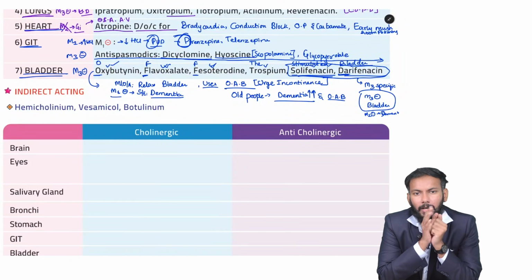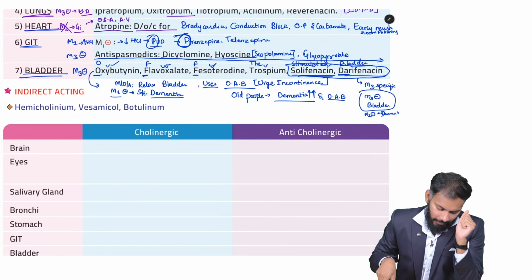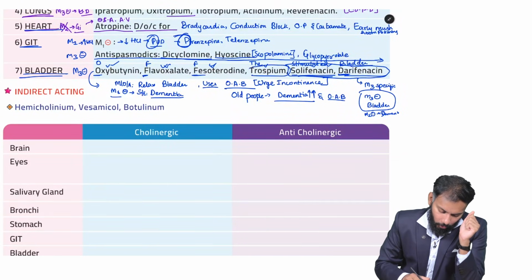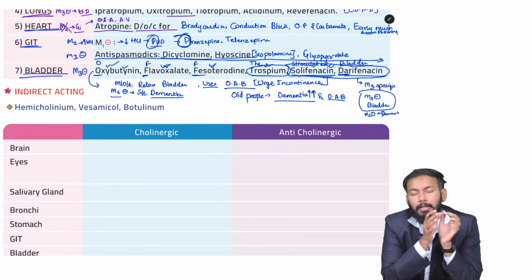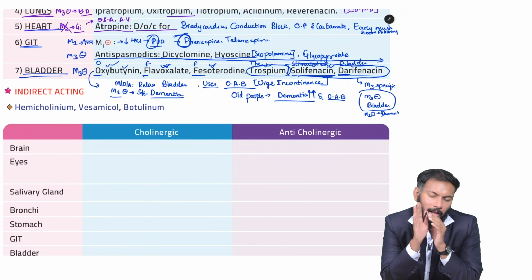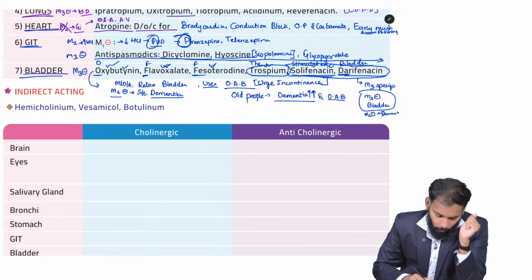This is one question. Now I am changing the options. Listen to me carefully. Same options, instead of fesoterodine I am keeping trospium: oxybutynin, flavoxate, trospium and solifenacin. Which one will you pick? See, even though solifenacin and darifenacin are M3 specific in bladder, trospium, please try to remember, it is a quaternary amine.